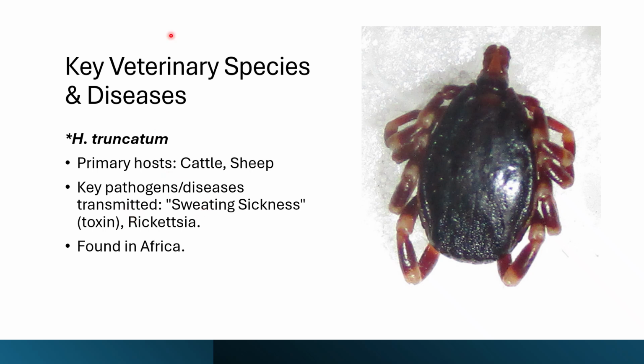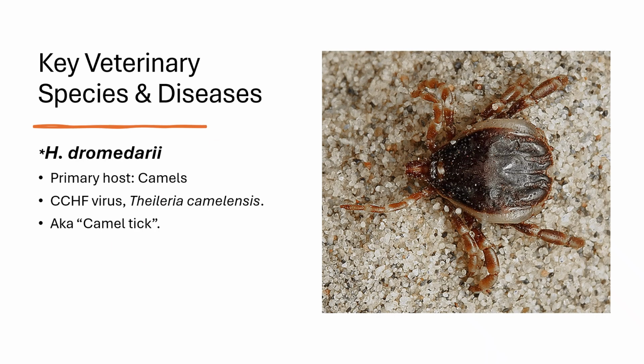sickness. Sweating sickness is a non-infectious tick-borne toxicosis affecting cattle, caused by a toxin in the saliva of specific female Hyalomma truncatum ticks. We also have Rickettsia, and it is mainly found in Africa. We also have Hyalomma dromedarii. Its primary hosts are the camels, hence the name camel tick. It transmits the CCHF virus and Theileria camelensis.